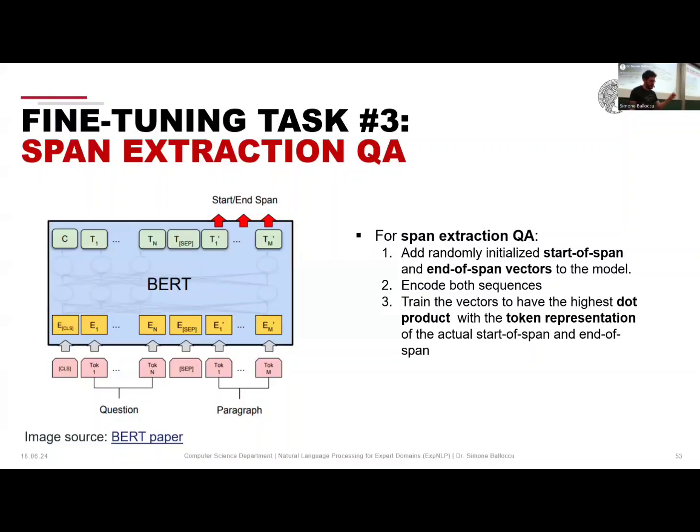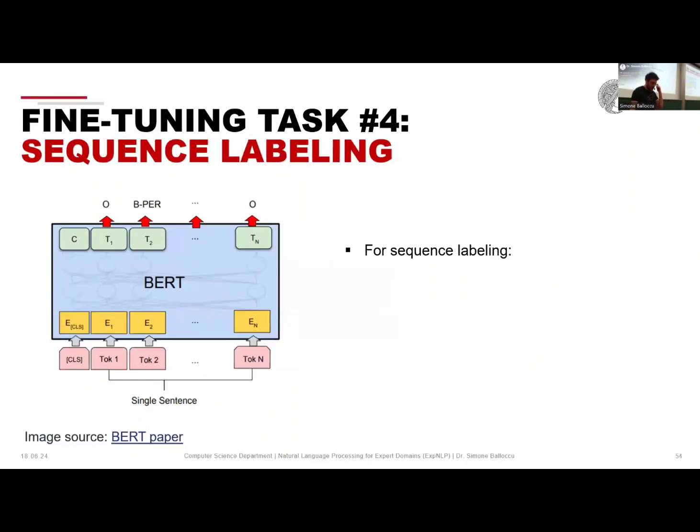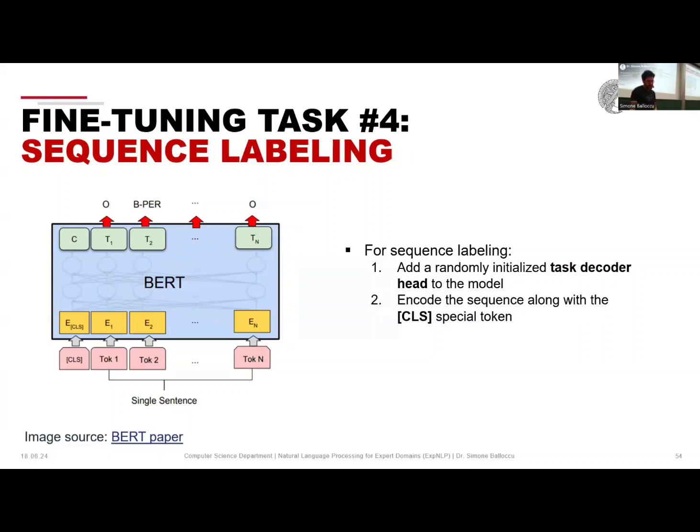So I need to tell you it's probably between this word and this word. Sequence labeling. Well, I think at some point you will get the idea of it. Add your randomly initialized decoder head, encode the entire sequence with classification, and use the token representation as input to the decoder head. So every single token now becomes an input, and your decoder head spits out n labels instead of only one. So you're just changing the type of decoder head, really.